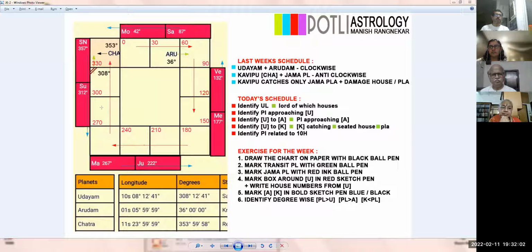Let's say we are talking about Venus. Let's say Venus is seated here. Venus rules over which houses? This is the second Rashi and the seventh Rashi. Now please don't mistake the houses. Correct? Venus rules these two houses. Do we agree with that? So what is the relation of this with Udayam? It is from here 1, 2, 3, 4, and from here, like I told you, 7, 8, 9. So it is a 4, 9 relation with Udayam.